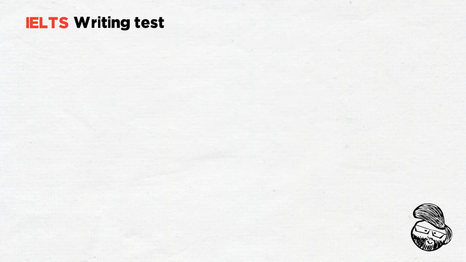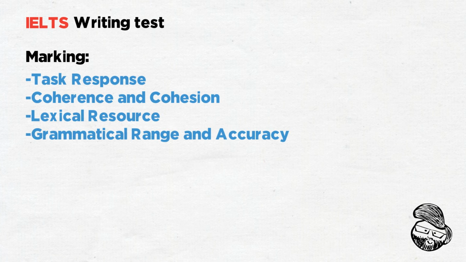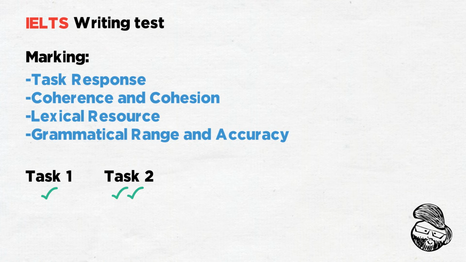You will be assessed on your performance on each task by certified IELTS examiners, according to the IELTS writing test assessment criteria. Task 2 contributes twice as much as Task 1 to the writing score. Scores are reported in whole and half bands.